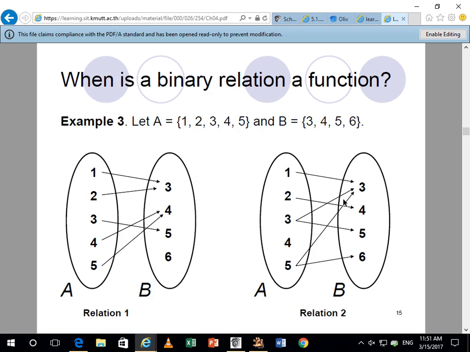Okay, so single input, each input gives you 1 output. In this case, like I said, 3 gives you 2 outputs here. So this is not a function. The right-hand side is not a function. The left-hand side is a function, 1 to 1. 1 input gives you 1 output. But here, 1 input, number 3, gives you 2 outputs. So this is not a function.